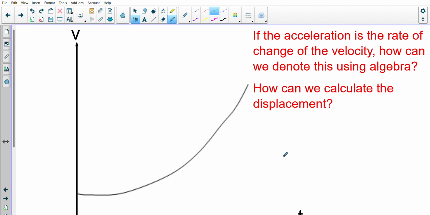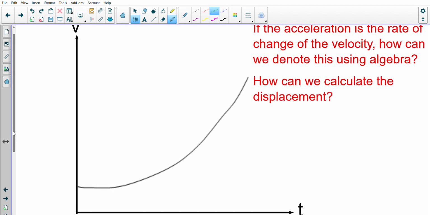So we're going to see something of this form now, a velocity time graph where we've got a curved part rather than a straight line part. If I look at the first question, it says, if the acceleration is the rate of change of the velocity, how can we denote this using algebra? Well, I've just said that how we found the acceleration from a velocity time graph is by finding the gradient at a particular point.